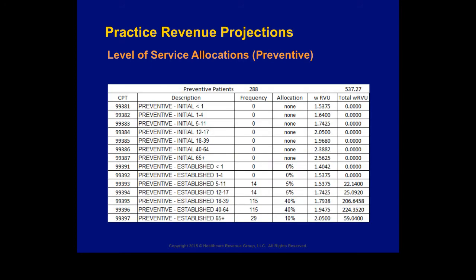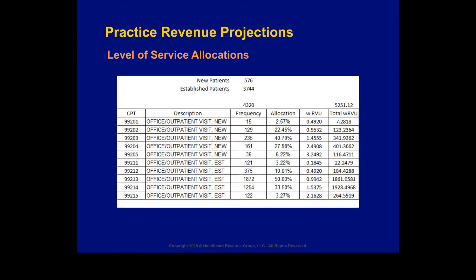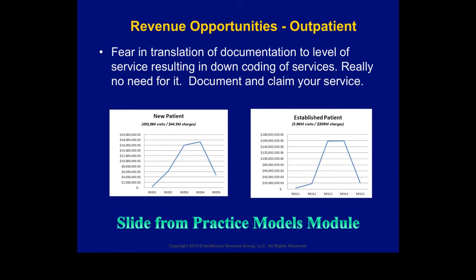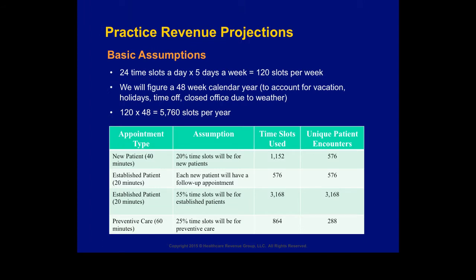So on the next slide, we're going to go through our preventive services, because remember back here, I said preventive care, we're going to see 60 minutes, and we're going to take 25% of our time slots to be preventive care, and I have 288 people that are going to be seen for preventive care. Now, those could be established patients coming back in for preventive care. Those could be new patients that came in for a problem-focused visit who then determined that I'm going to come back for preventive care. Either way, I'm going to make these established preventive care patients.